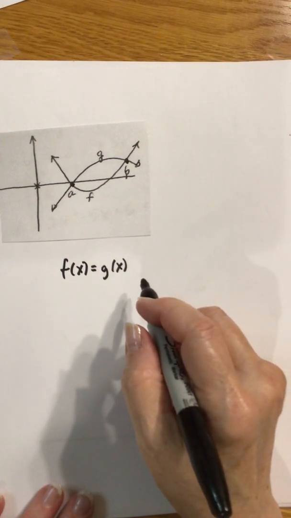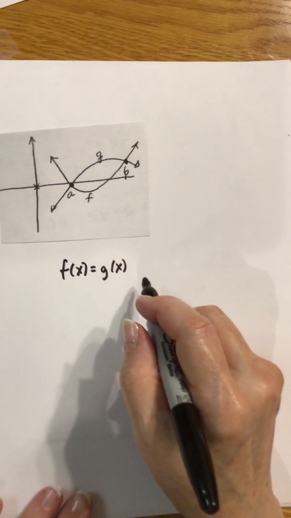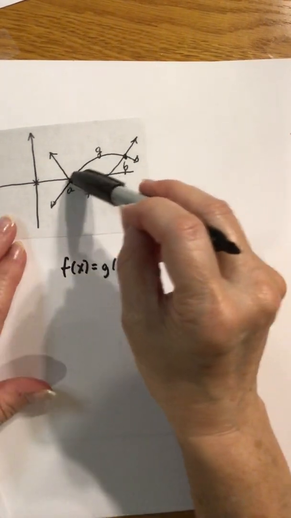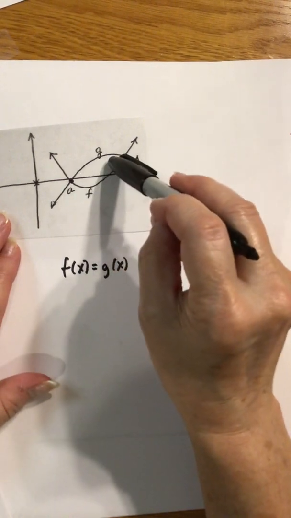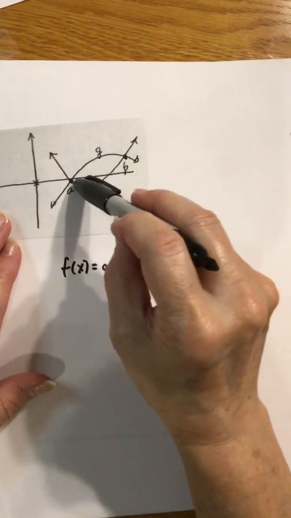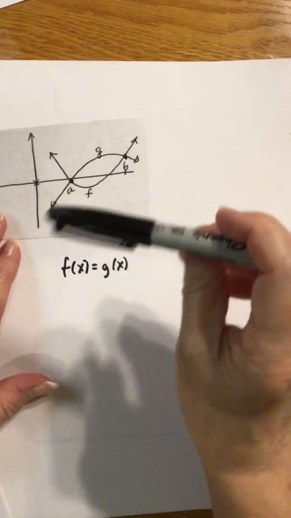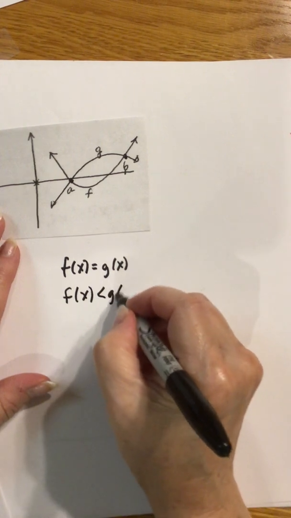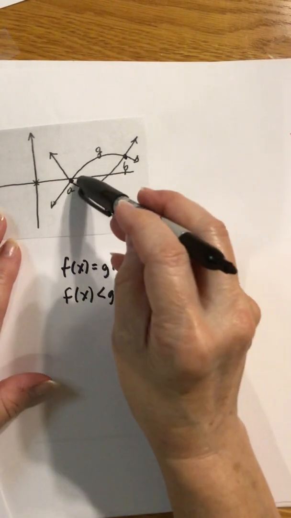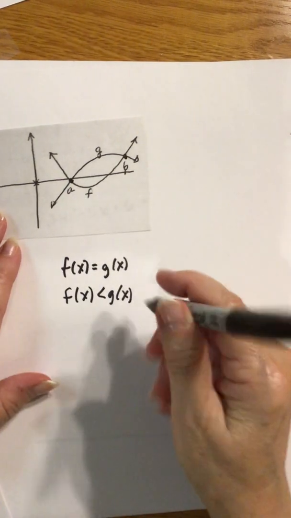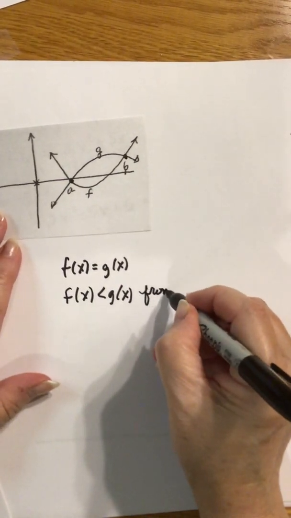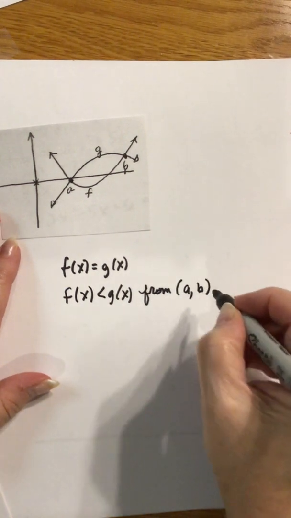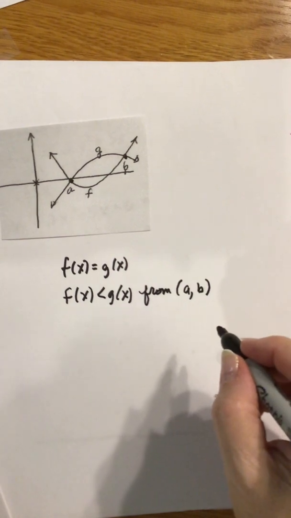Now, g of x is higher than the other one, so we can say that this top part of the graph, the g from a to b, is going to be greater than the a to b on the lower part. So in that case, we can say f of x is less than g of x. So all the ones that are between a and b, we'd say from a to b. Now, why do we use parentheses instead of brackets?